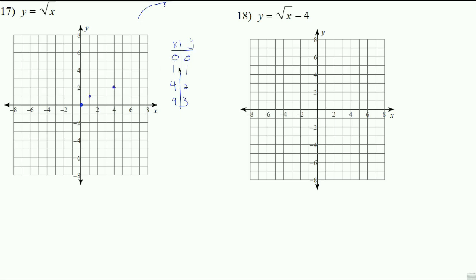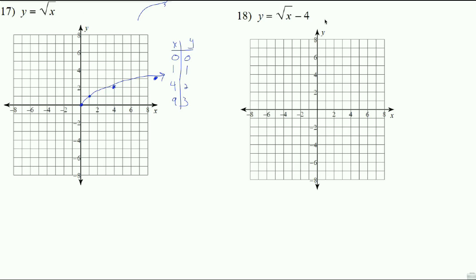So I'm just graphing these points. And 9, 3 would be about right here. And then we go ahead and put our half a parabola there. Got a little off on my drawing. That should be crossing there. But there is a sketch of the square root of x.